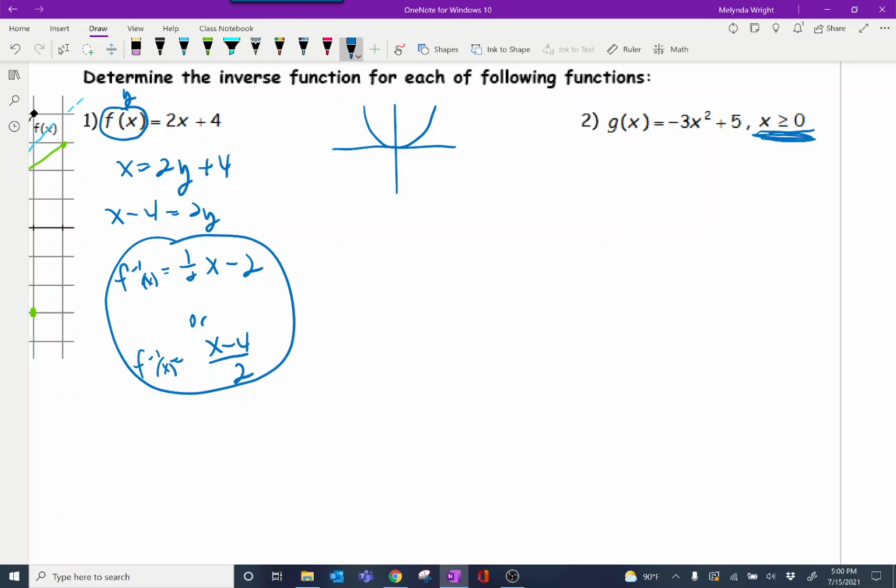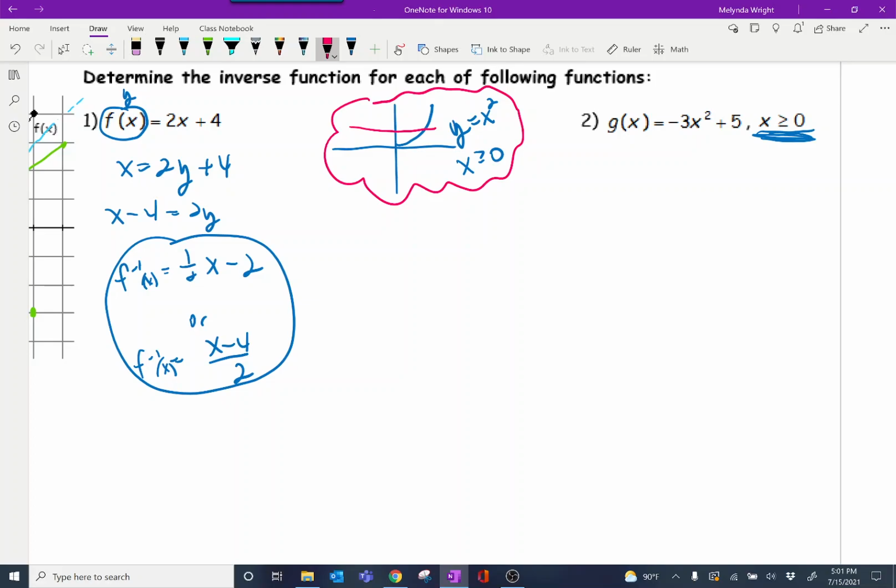They have said that x can only be 0 or greater. It cannot be negative. In the case of this parabola, y equals x squared, if I did something like x is greater than or equal to 0, what would happen is I would just have this part right here. I wouldn't have the other part. And this part by itself does pass the horizontal line test and is one-to-one. So that's the fix. The fix for functions that are not one-to-one is to restrict the domain, which was done here on number 2.